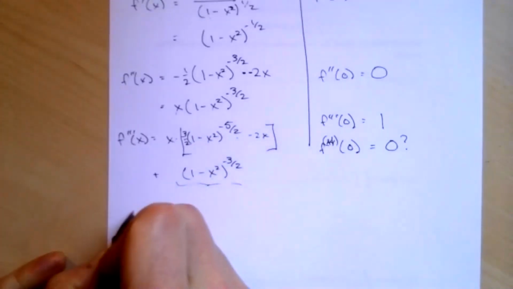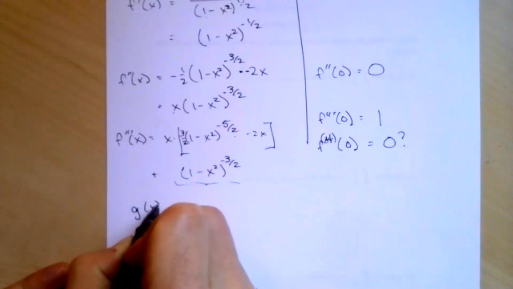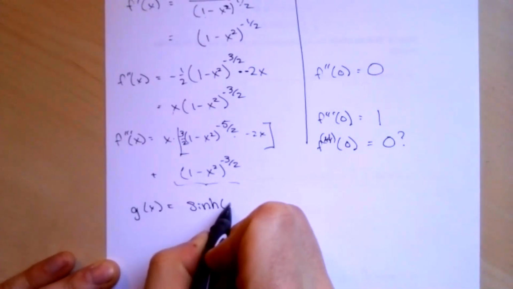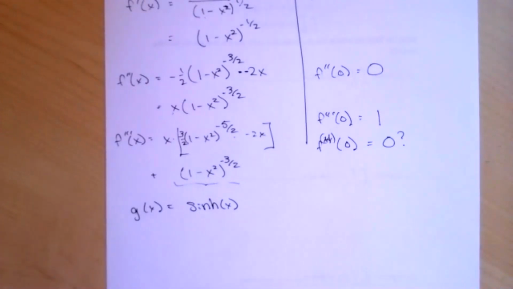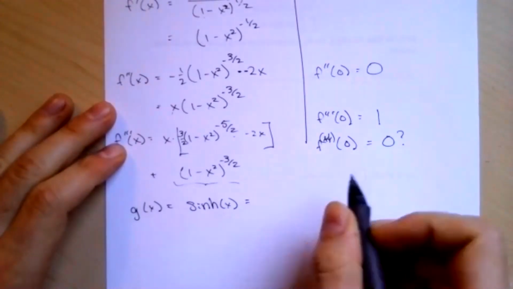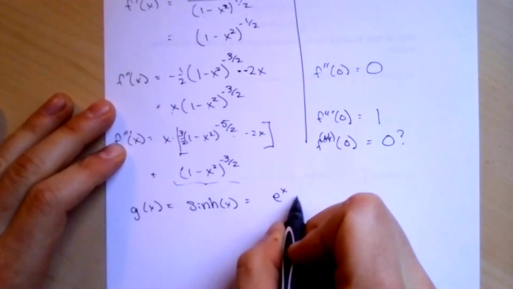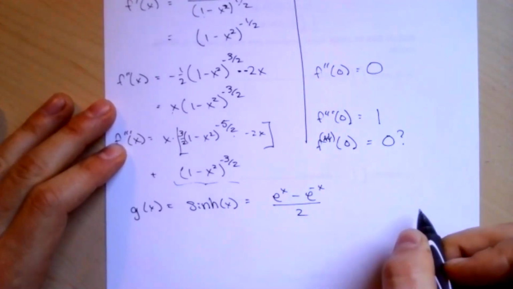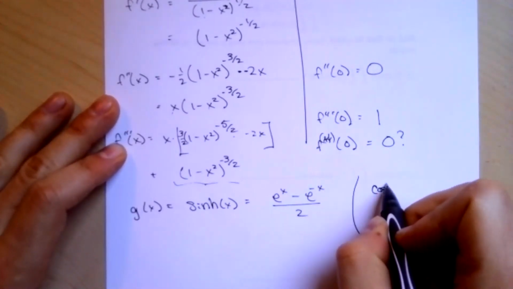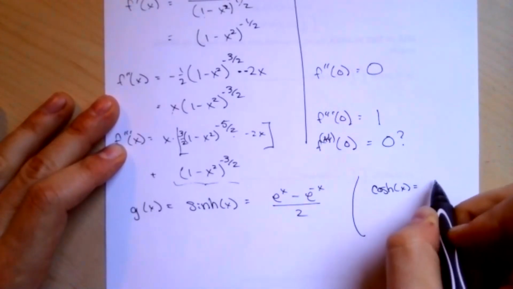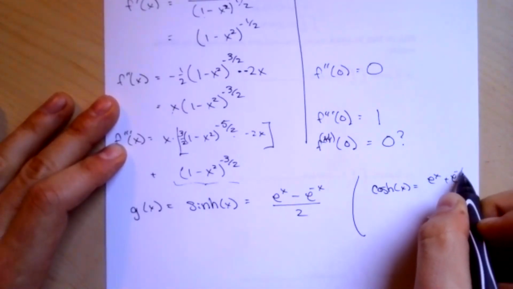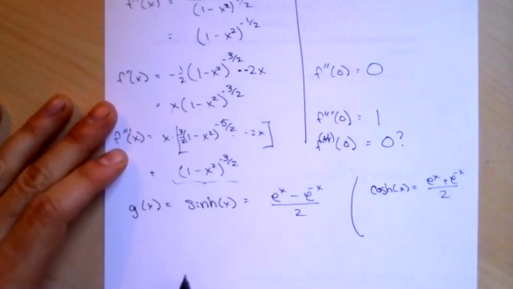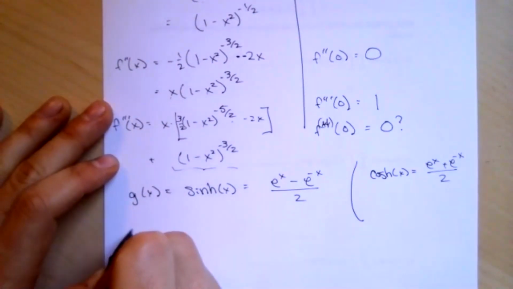The hyperbolic functions, let's do hyperbolic sine, I guess. Those ones may not be too bad if you just remember that hyperbolic sine is e to the x minus e to the minus x, all over 2. Hyperbolic cosine is e to the x plus e to the minus x over 2. So taking derivatives of this isn't too bad.